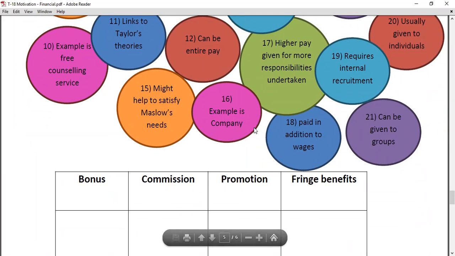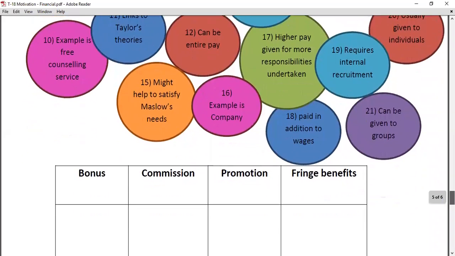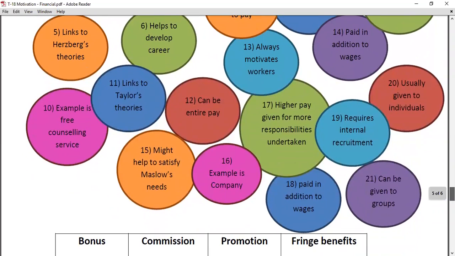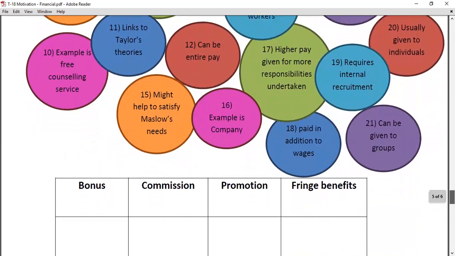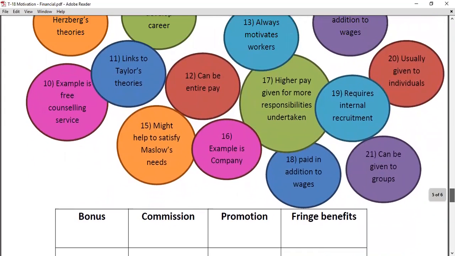And also number 13. Number 13, they say always motivates workers. What? Promotion. 14, paid in addition to wages. What? Bonus. Right? 15th one, might help to satisfy Maslow's need. Maslow's is what? Maslow's hierarchy of needs theory. What is that? Promotion, esteem need.